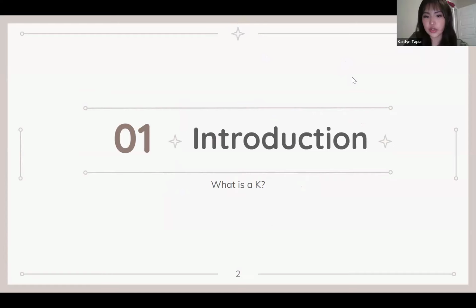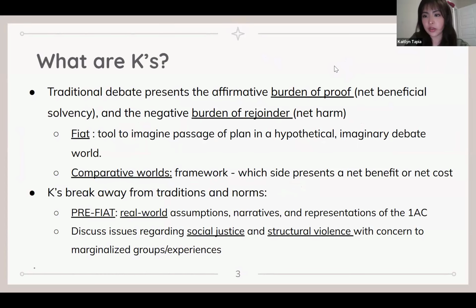So let's start off with a brief introduction because overall this lecture is going to be pretty introductory. Let's go over briefly what exactly is a critique and what it means to read one. A critique, first and foremost, is a departure from a traditional style of debate in which the affirmative has the burden of proof, which means they have to prove a net beneficial solvency from the status quo, and the negative has the burden of rejoinder, which means they have to prove that there is a net harm to the affirmative's plan. A traditional model of debate typically uses something called fiat.